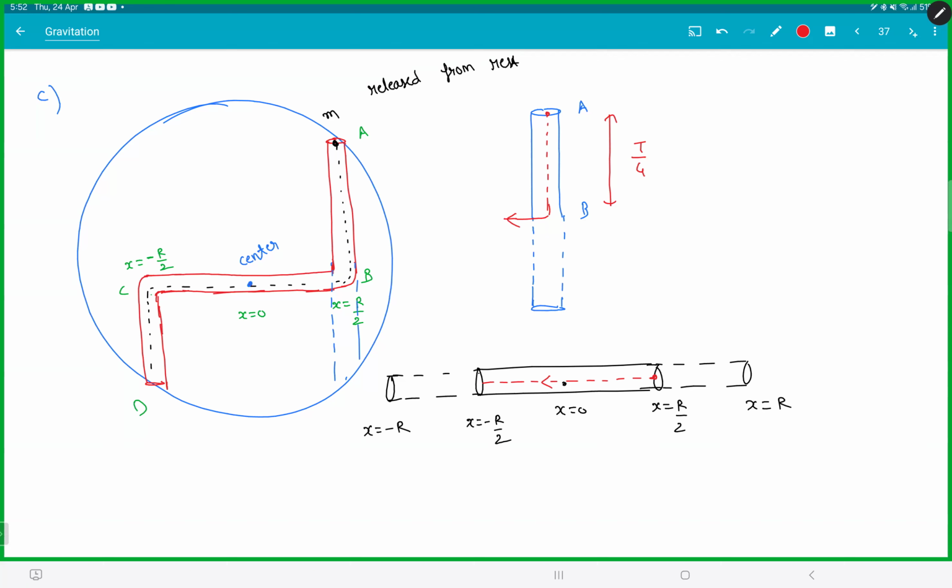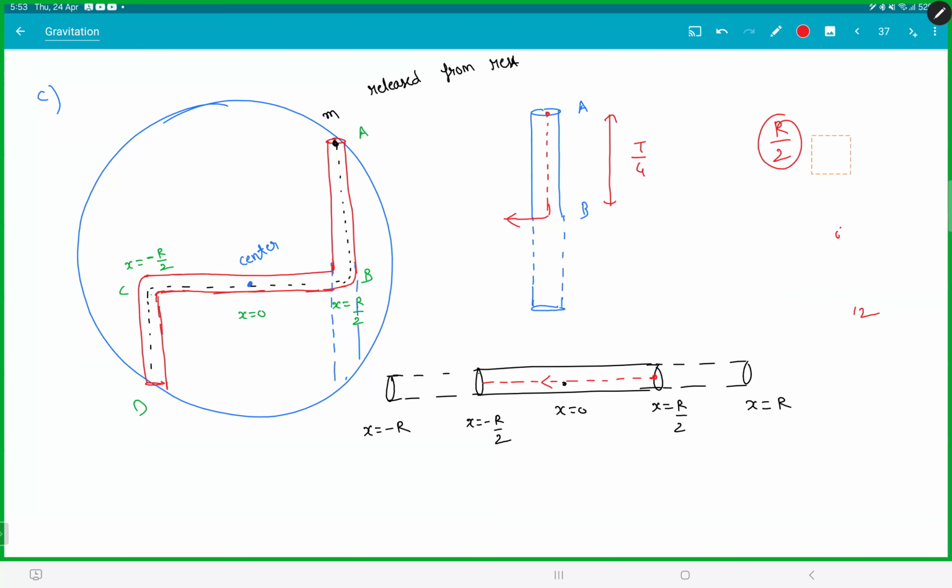This thing we did in SHM, if you remember. There's a simpler way to remember this. Listen to this. R by 2, so sine theta is half, meaning theta is 30 degrees. For a full angle of 360 degrees, you will take time period T. For 30 degrees, how much time will you take? T by 12. Unitary method. You're getting it? That's an easy way to remember this.